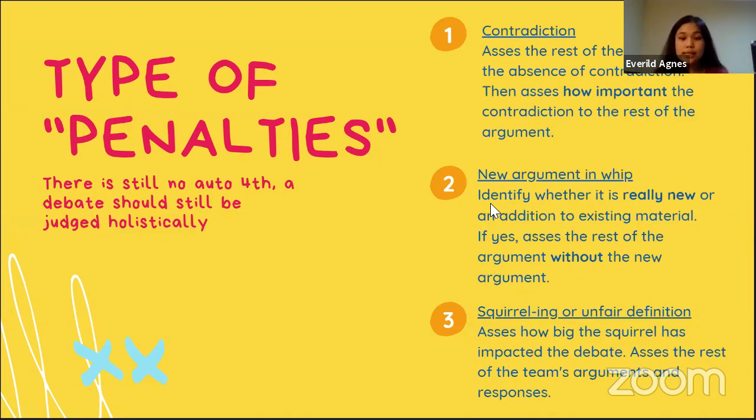So you need to assess how big the squirreling has impacted the debate, and also assess the rest of the argumentation coming from that team to justify that. If you think that's very impactful, and basically they do not have any argument that is separate from their squirreling, you can penalize that team.